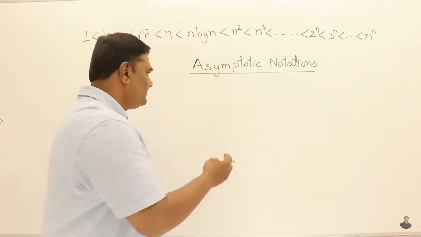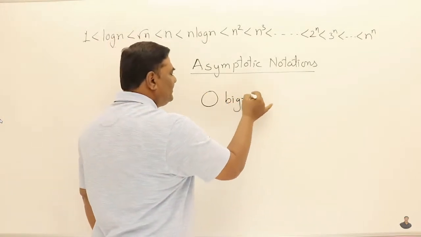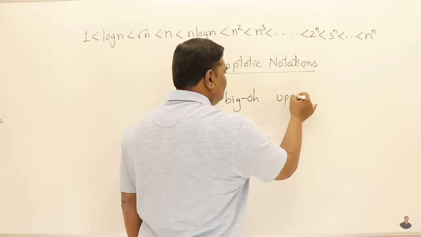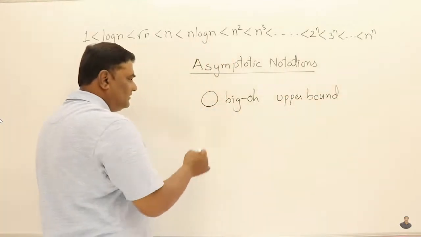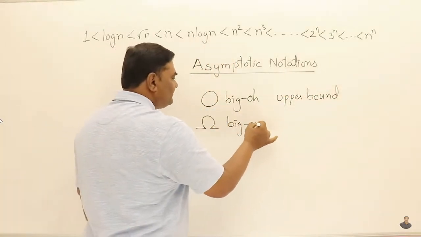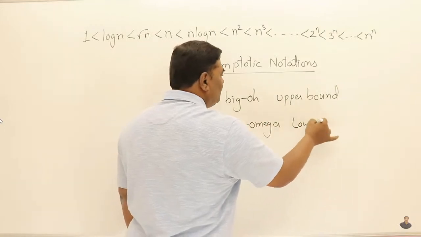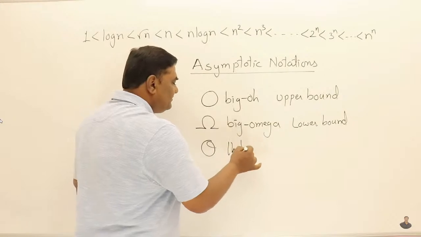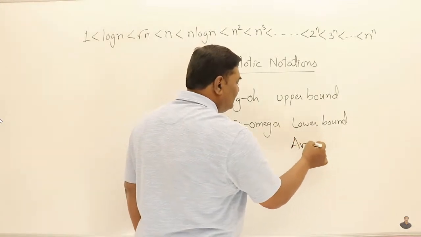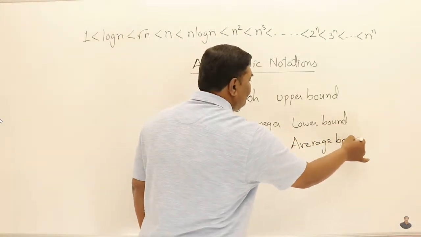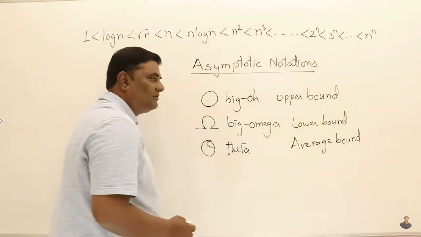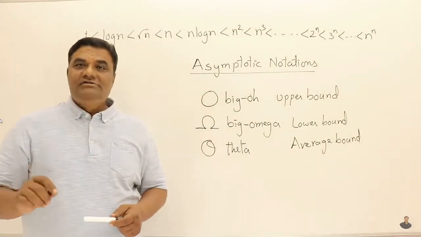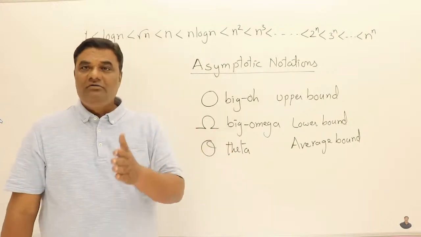What are the notations used? Big O notation. This works as an upper bound of a function. Big omega notation. This works as a lower bound of a function. And theta notation. This works as an average bound of a function. Any function you can represent as either upper bound or lower bound or average bound.